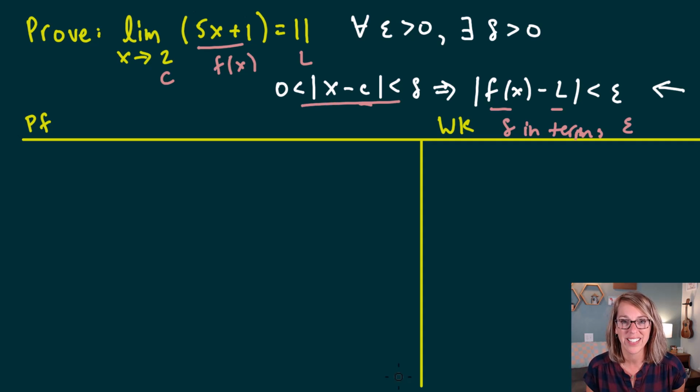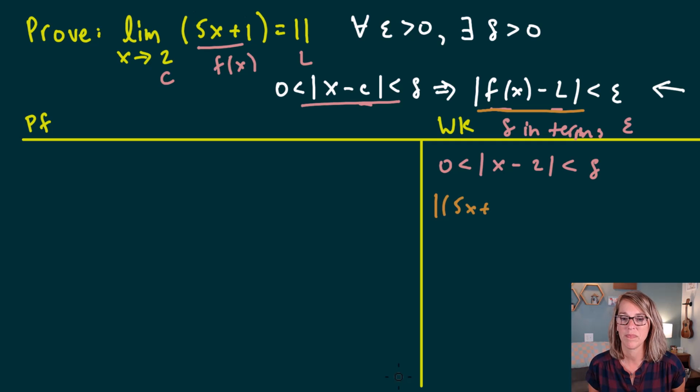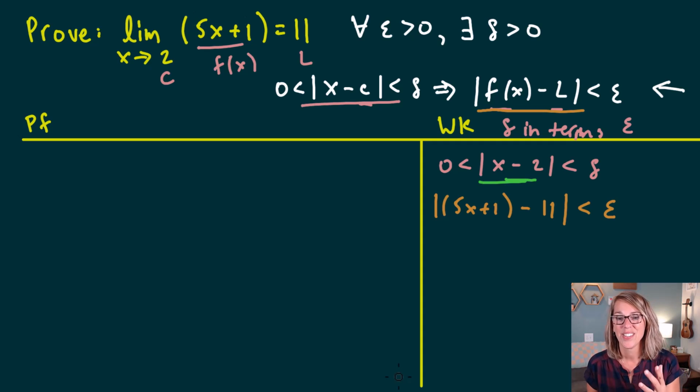That's our main goal there, if you can read my writing, delta in terms of epsilon. Let's go ahead and start with the delta statement. So this is 0 less than the absolute value of x minus c, but c is 2, less than delta. We also need our epsilon statement. So the epsilon statement is this: the absolute value of f of x minus L. Well, f of x is 5x plus 1, minus 11. This is an absolute value, it's a distance, is less than epsilon. We are going to continue working with that epsilon statement so that we can get delta.